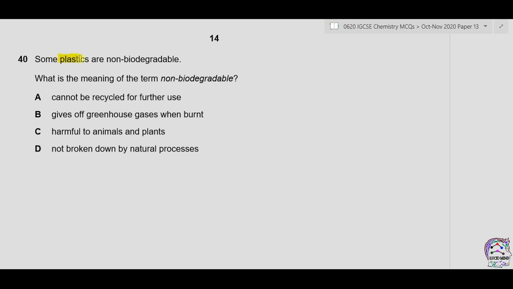Question 40. Some plastics are non-biodegradable. What is the meaning of the term non-biodegradable? The meaning of the term non-biodegradable is that it cannot be broken down by natural processes. The other options are incorrect. Therefore, the answer is D.